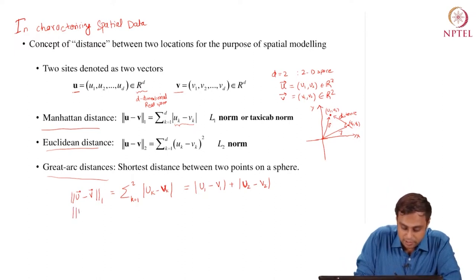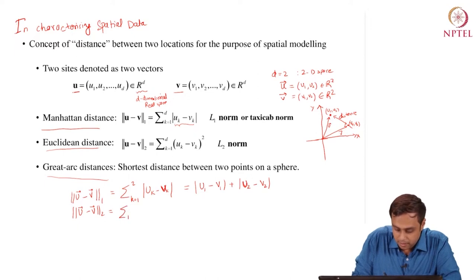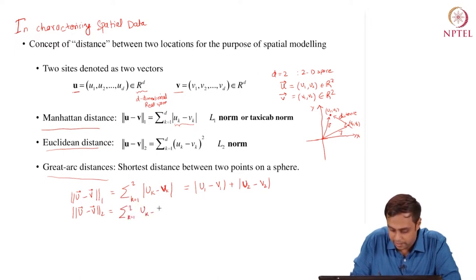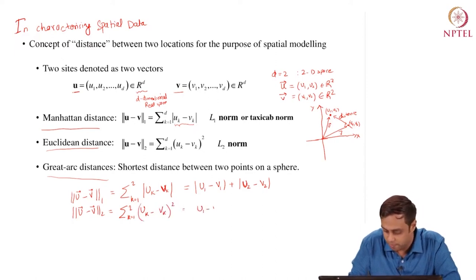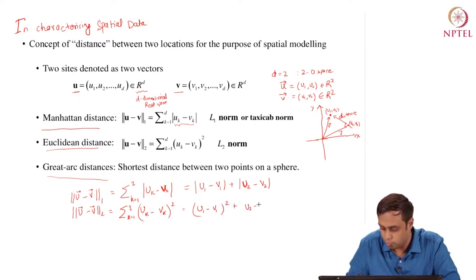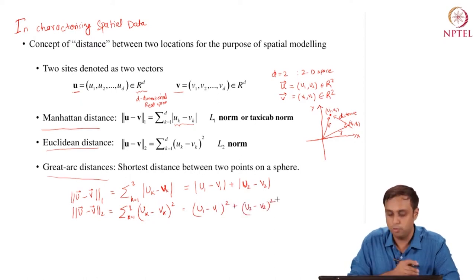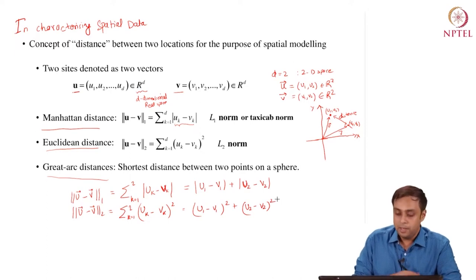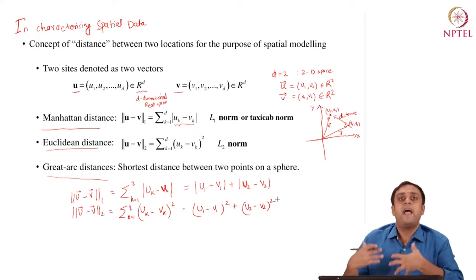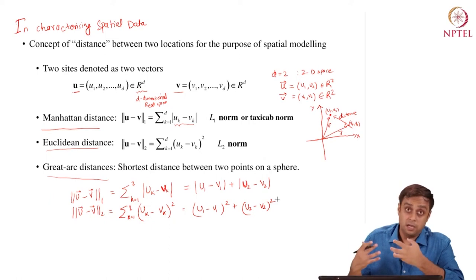Similarly, the Euclidean distance, which is also known as the shortest path and is called the L2 norm, can be written as follows in the two-dimensional space: the square root of the summation k equals 1 to 2 of uk minus vk the whole squared, which is nothing but u1 minus v1 the whole squared plus u2 minus v2 the whole squared. Now let's move forward and visualize what these distances mean.